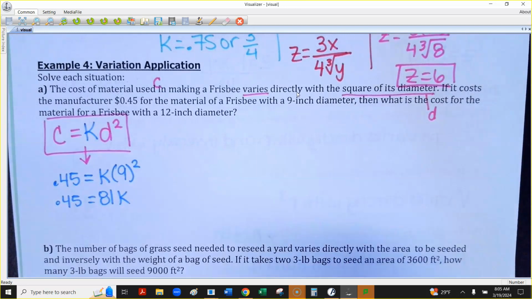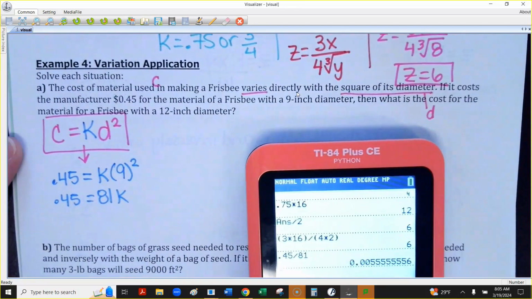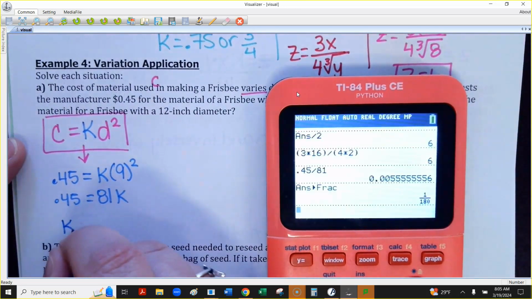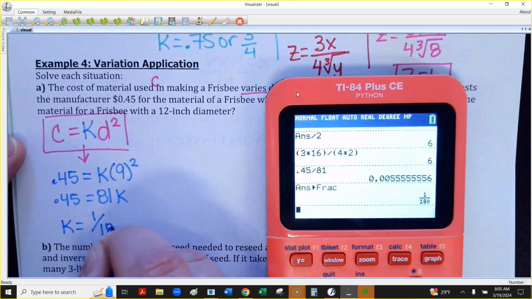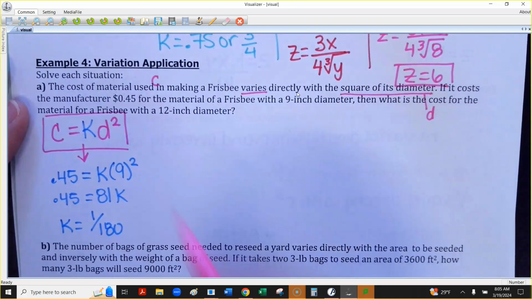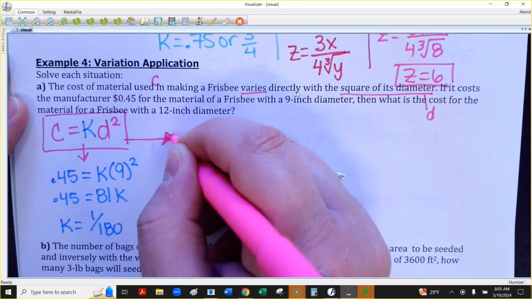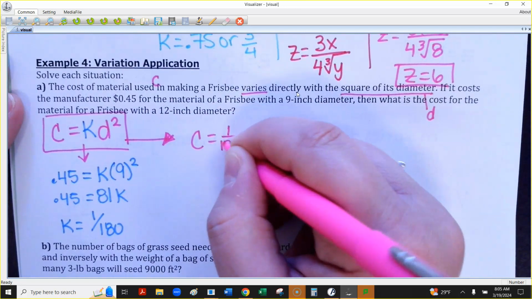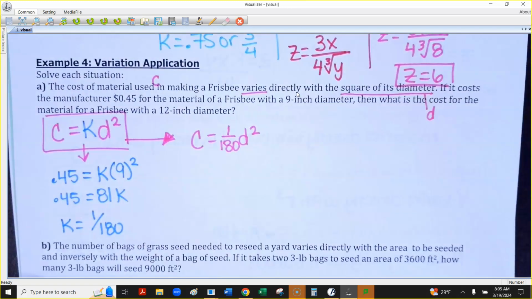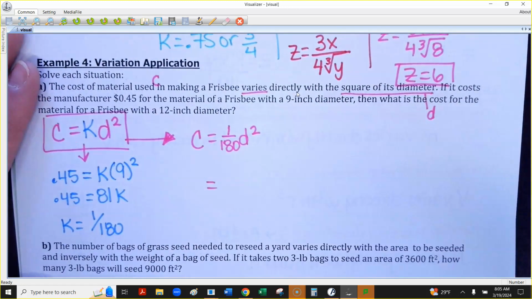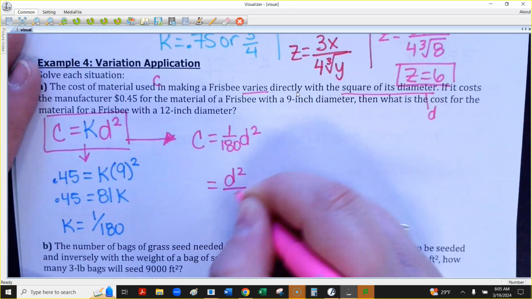And you can see this is like a garbage decimal. So I'm just going to do my math enter here real quick to get that as a fraction. K value here, that's 1 over 180, just so we're not rounding multiple times since I had kind of a nasty decimal there. All right, so the actual equation for any situation here, the cost is going to be 1 over 180 times your diameter squared. Another way to write that, just as an option, you could just put the diameter squared on the top and the 180 on the bottom.